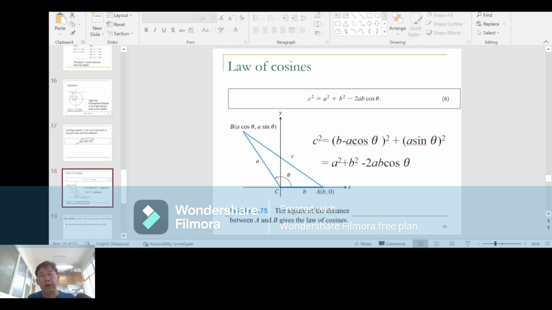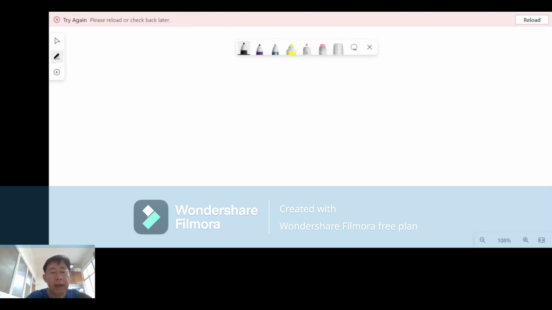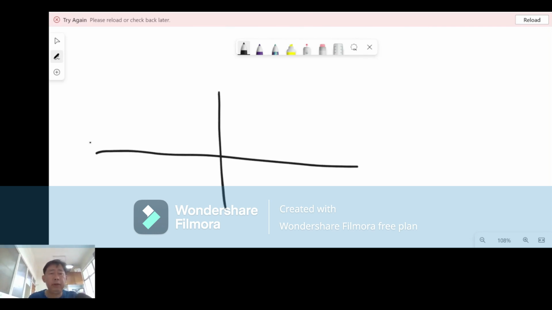The third thing I want to talk about is the law of cosine. I'll talk about the law of cosine because I need this law to derive other related identities. So what is the law of cosine? The law of cosine is very simple. It is actually basic geometry that you learn from your form 2. I learned this geometry from form 2.